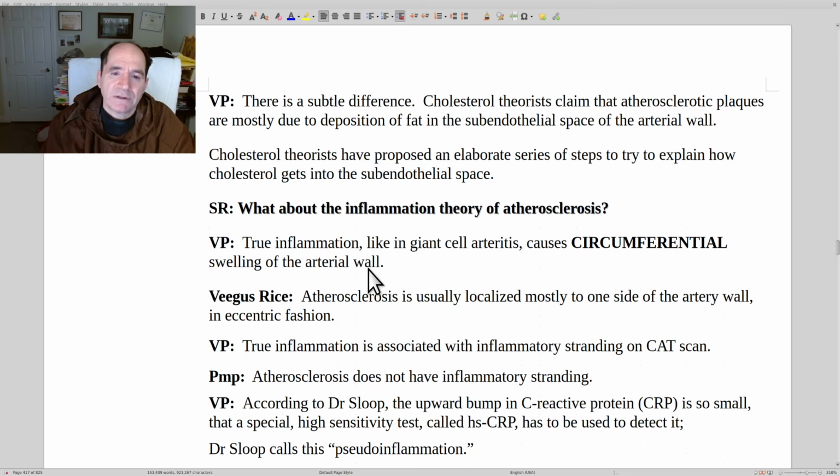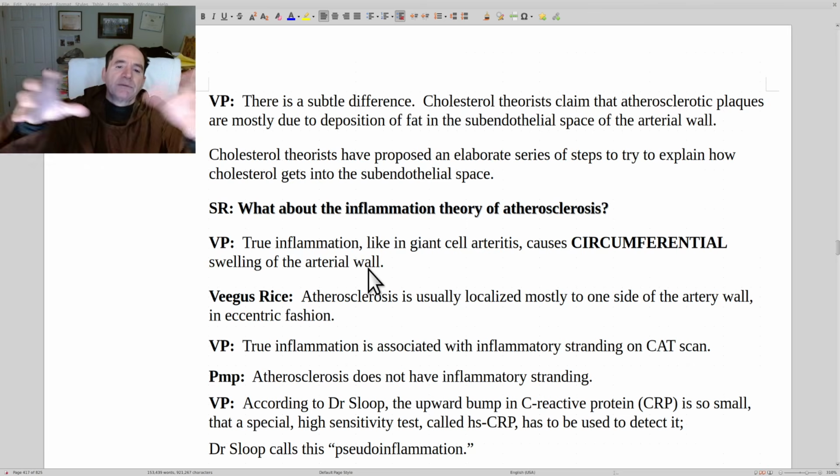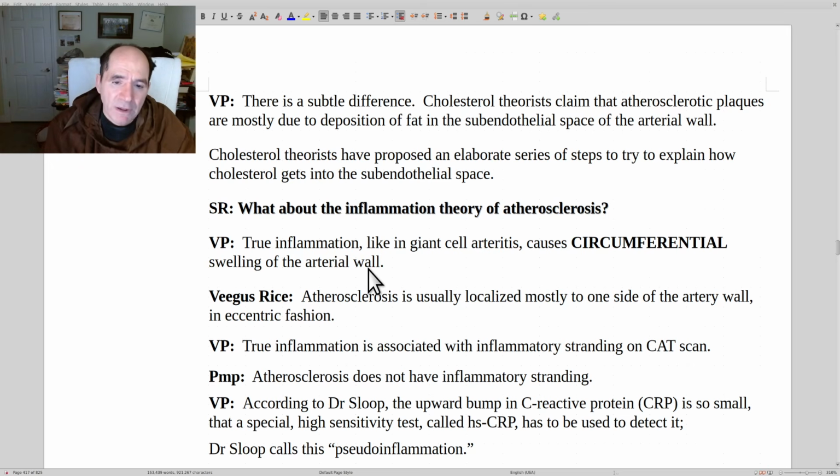The reason why is I've seen tons and tons. I look at arteries every day, and I seldom see inflammation around the artery. If you have true inflammation, something like a rare disease called giant cell arteritis, you see inflammatory stranding in the fat adjacent to the artery. But you don't see that with atherosclerosis. There's a rare type of abdominal aortic aneurysm, we call it an inflammatory aneurysm, where you'll see inflammatory stranding around the aorta, but you don't usually see that. I see thousands of these, okay? You just don't see that inflammation.